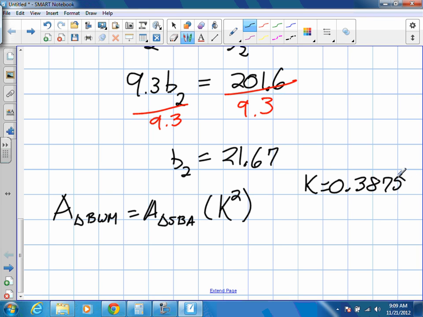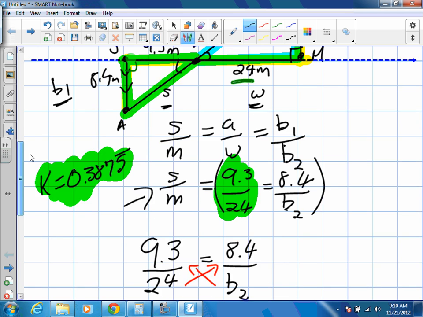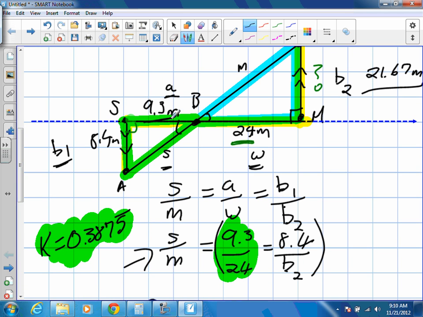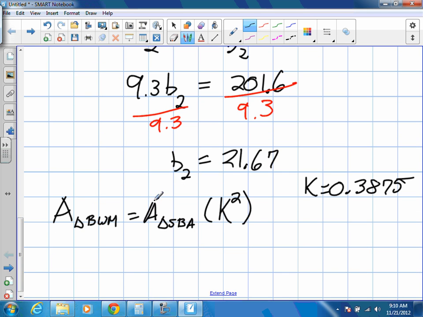Okay, we know that's a scale factor. And we can actually find the area of the smaller triangle because we have the base and the height, if you guys notice. So let's actually find the area of the smaller triangle. I can find this area right here. Area of triangle SBA is equal to the base, which was 9.3, times the height, which in this case was 8.4.